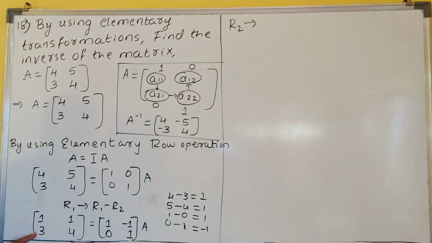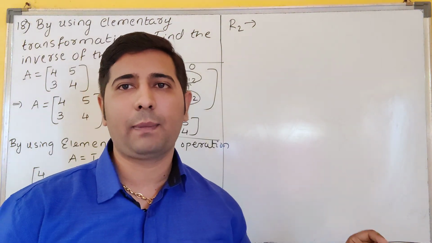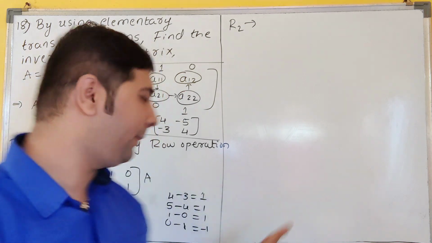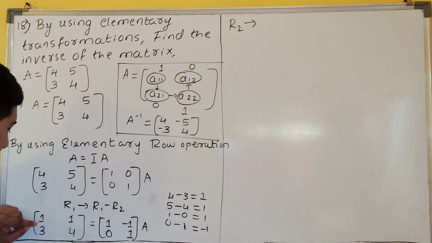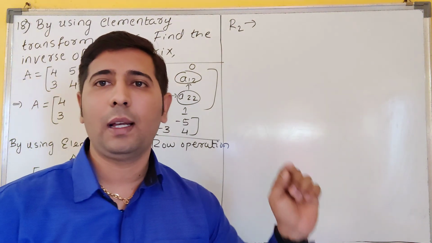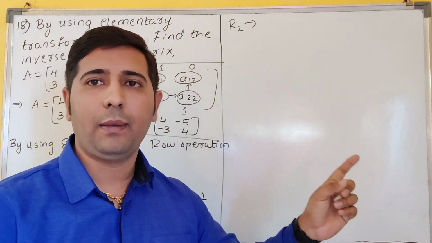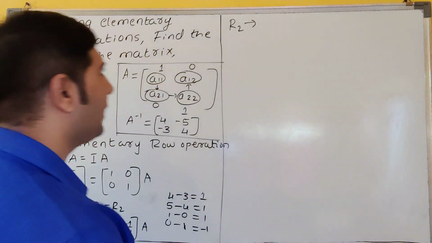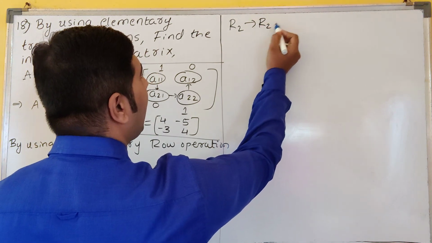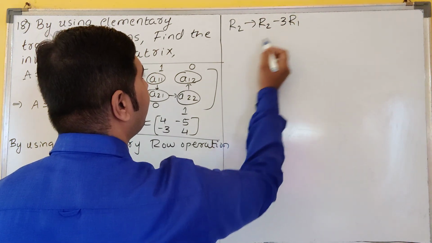R2 is 3. R1 is how much? 1. So for R1, what can I multiply? I had already told you in the shortcuts. So R2 is 3, R1 is 1, which means I can multiply by minus 3. This is a 1, don't get confused. So R2 is 3, and I can multiply minus 3 for R1, dear students. 3 minus 3 into 1 is minus 3. 3 minus 3 is how much? 0. R2 minus 3 R1.